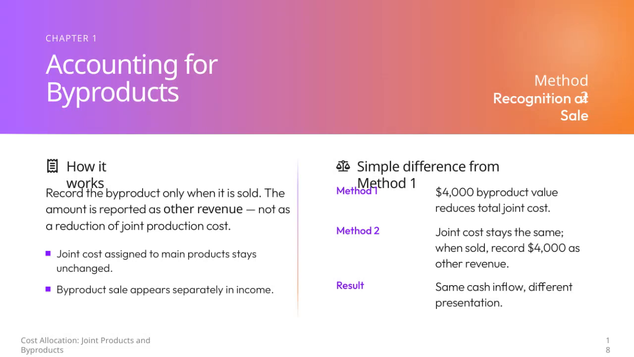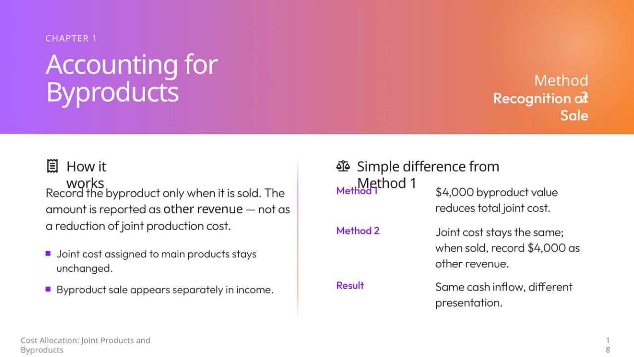Here, we're looking at method 2 for accounting for byproducts. The key idea is that we only record the byproduct when it is actually sold. Instead of reducing the joint production cost by the value of the byproduct, the amount is reported separately as other revenue. This means that the joint cost assigned to the main product stays unchanged throughout. The byproduct sale appears separately in the income statement, which is a simple but important difference from method 1.